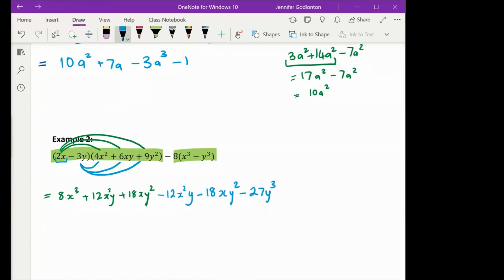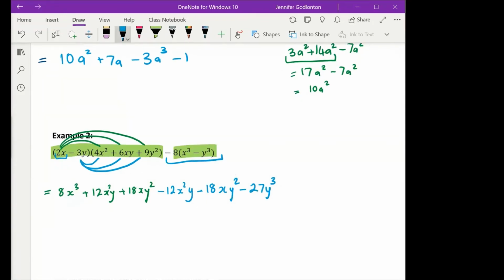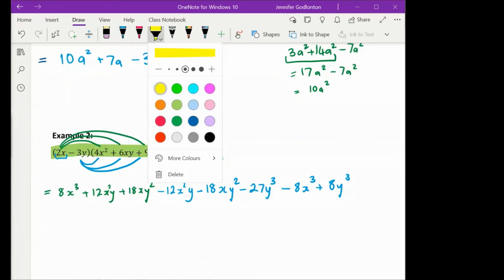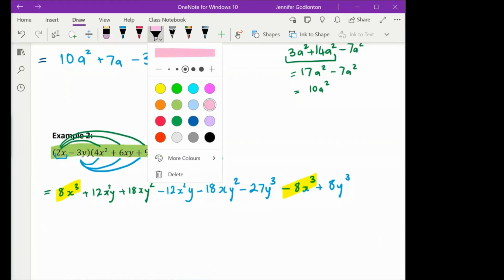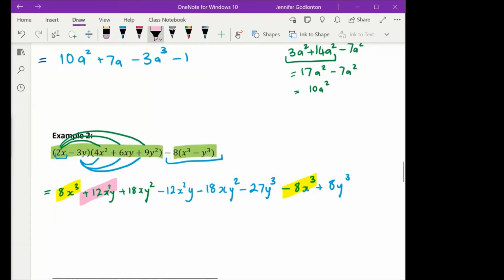Okay, can you take me through the rest of this? What did you get for the second part of the term? For the second part, I got negative 8x cubed. Good. Plus 8y cubed. Nice. Then all we have to do is find our like terms, so let's link them together. We've got 8x cubed here, and minus 8x cubed over there, so they're going to cancel each other.